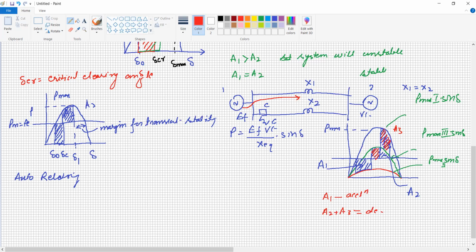Now we will try to see some PPTs. We will go through them very fast.